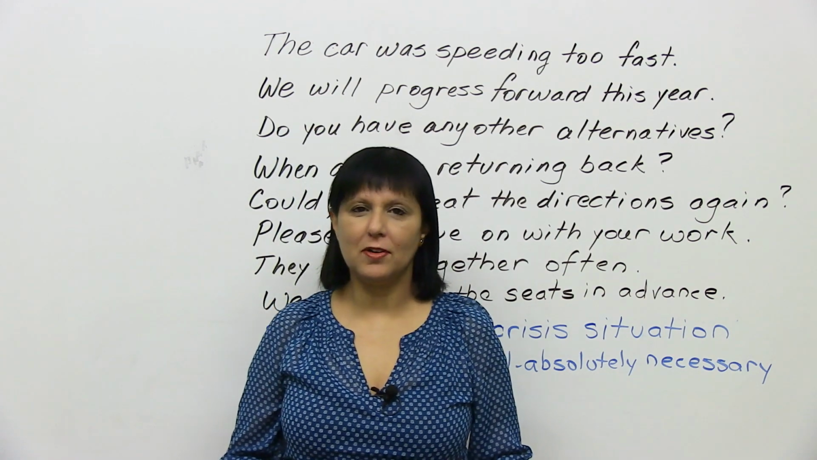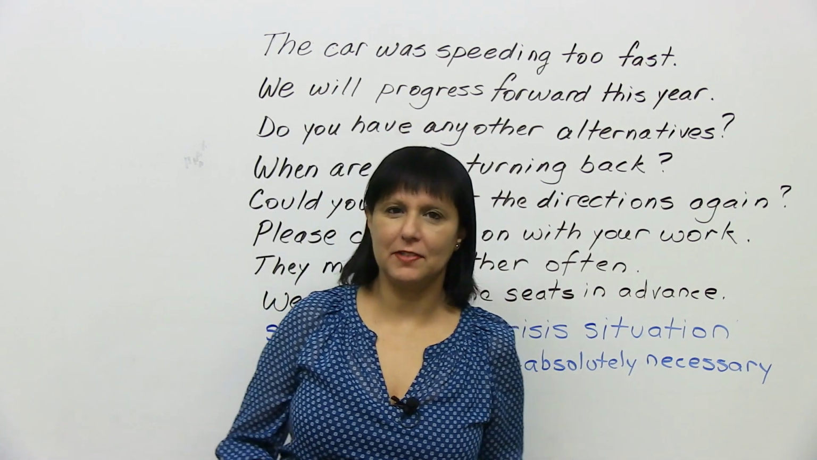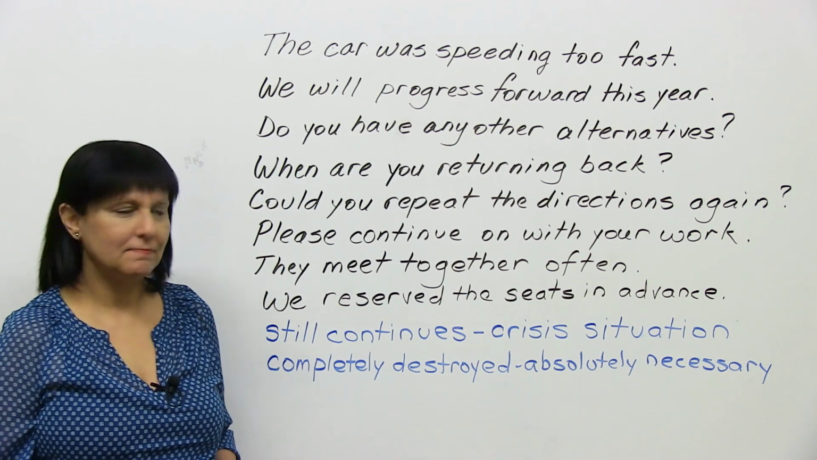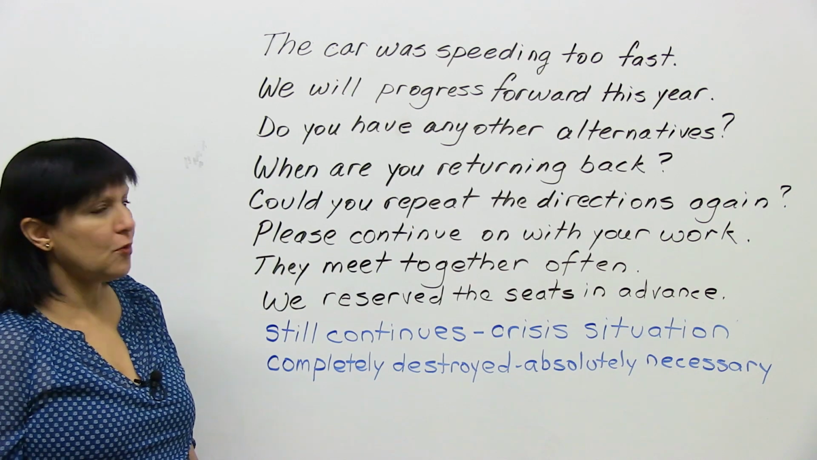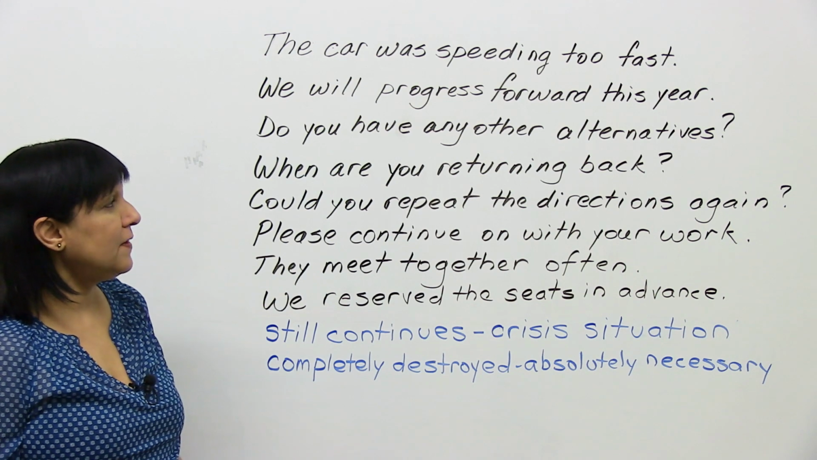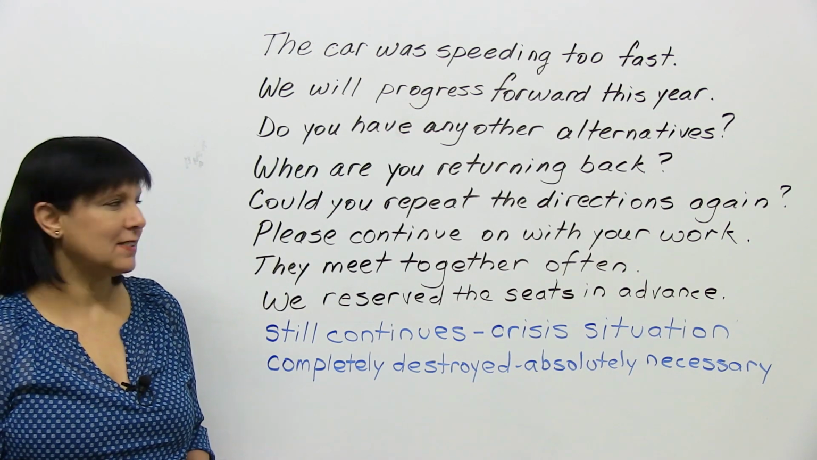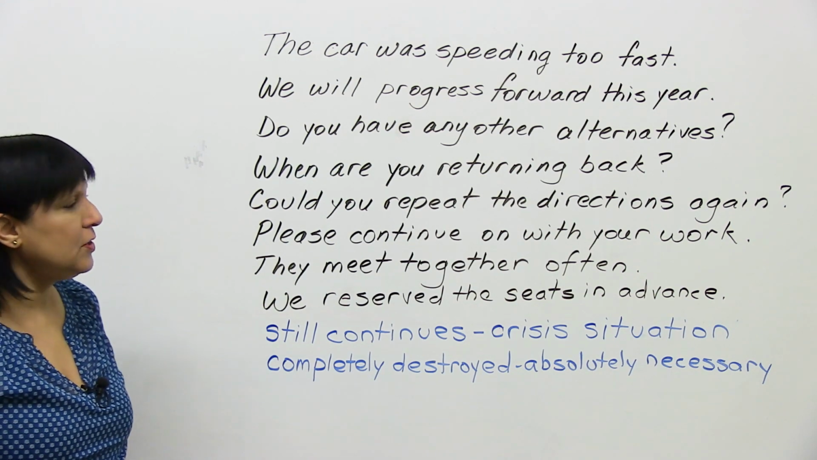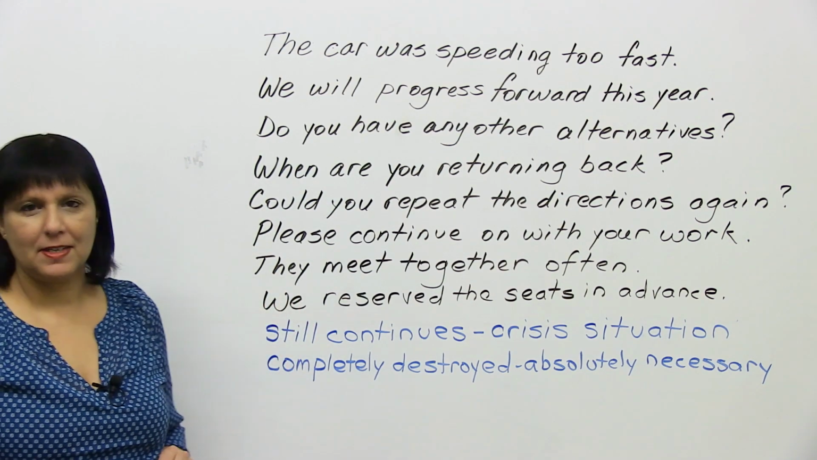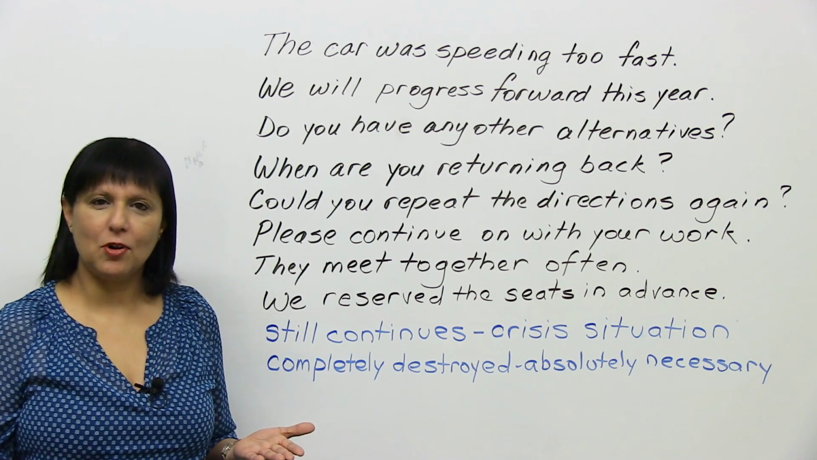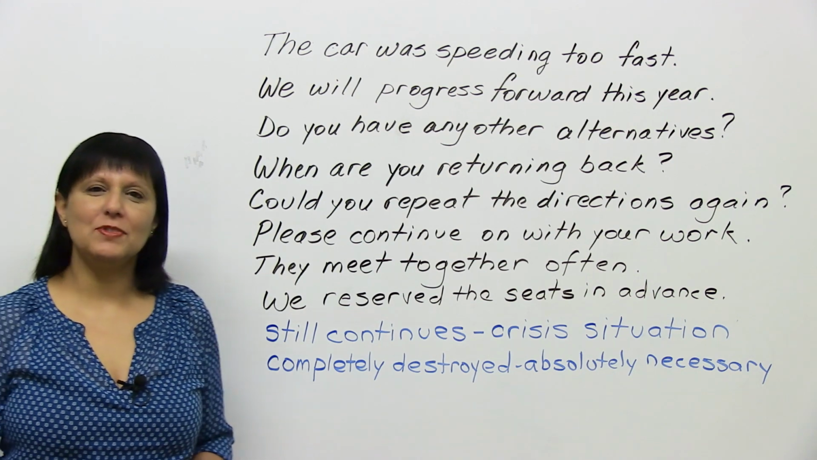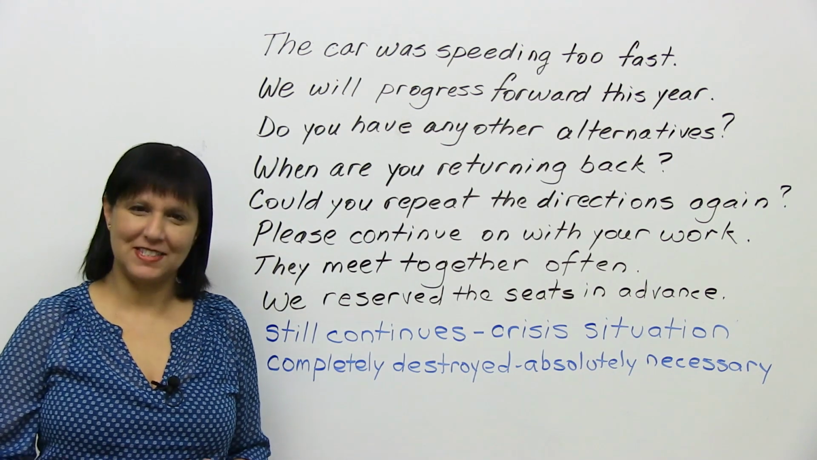Is there anything wrong with the sentences behind me? Let's have a look. The car was speeding too fast. We will progress forward this year. Do you have any other alternatives? And when are you returning back? Okay, let's start with those four. So, did you find anything wrong there, or did you think they were perfectly okay? Well, I hope you said that there was something wrong, because there is.